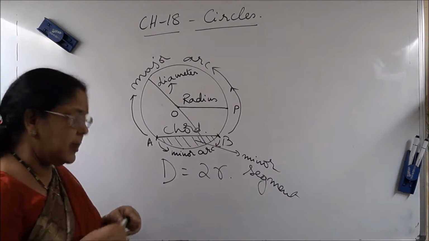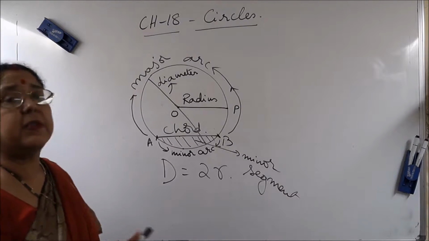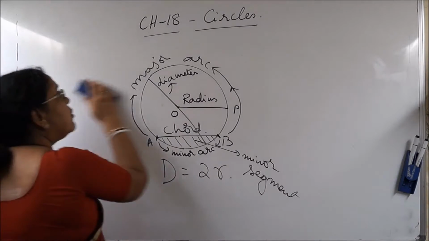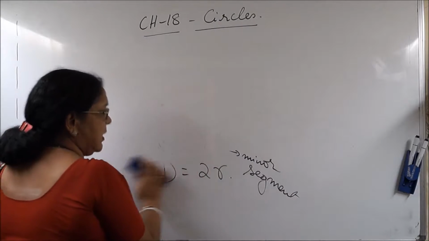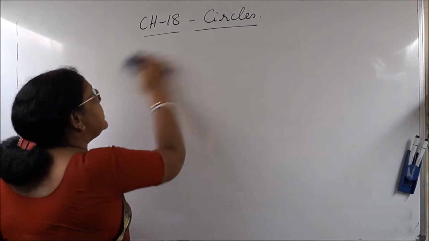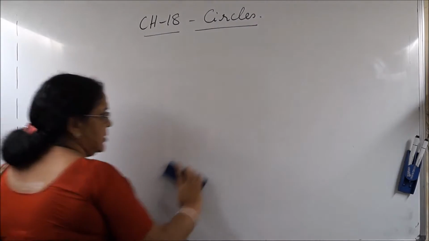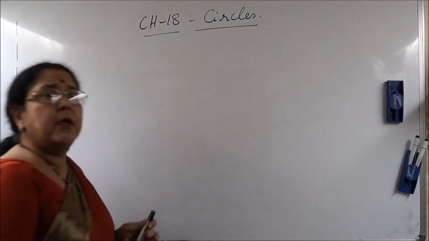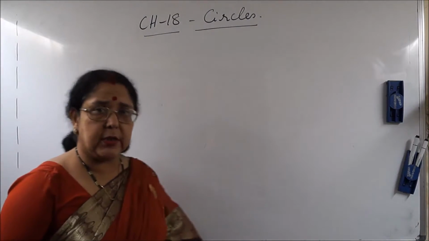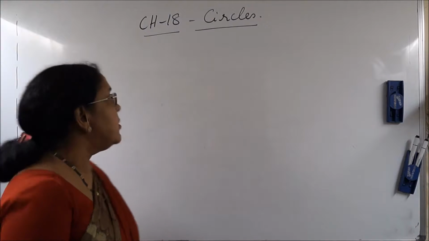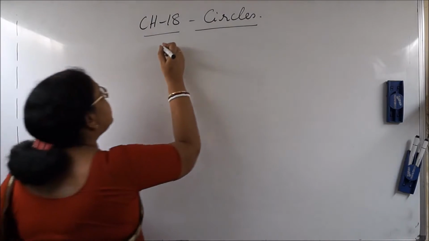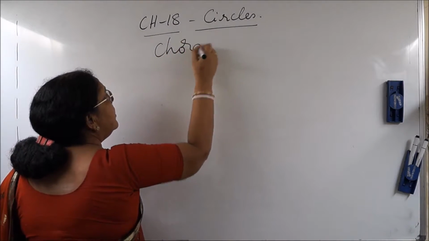Now let us learn a few more properties which are new to you related to chords. There are many properties that we will be learning. Let us learn first the chord properties. A chord is a line joining any 2 points on the circumference of the circle. Under chord properties we will be learning 3 theorems.